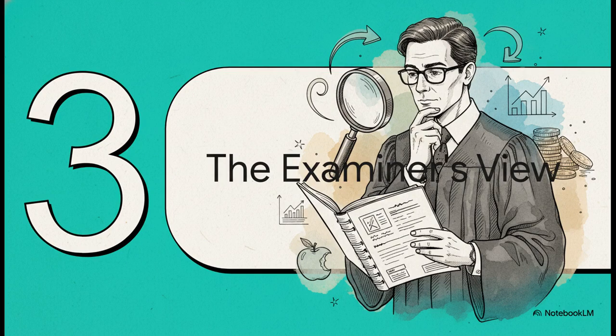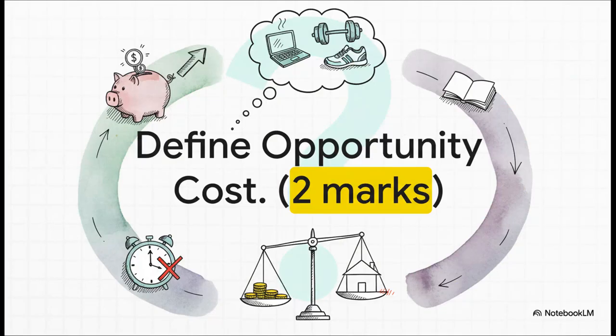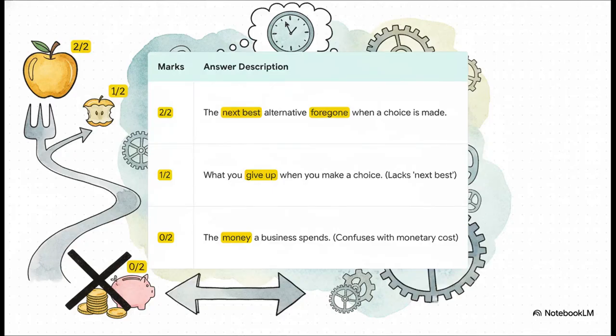So let's switch gears and look at this from an examiner's point of view. How does this actually get tested? For this part, I'll play the examiner. Okay, Benita, here we go. For 2 marks, define opportunity cost. Right. For a perfect 2-mark answer, I would say, opportunity cost is the next best alternative that is foregone when a decision is made. That's it, full marks.